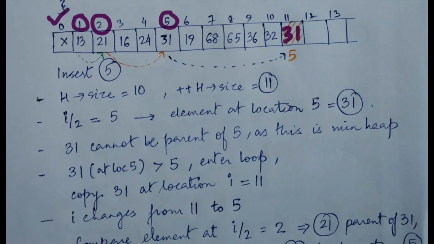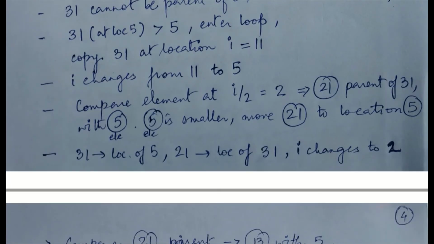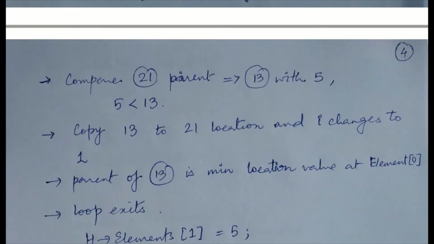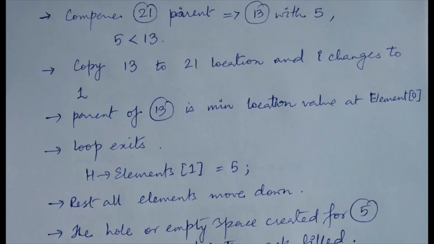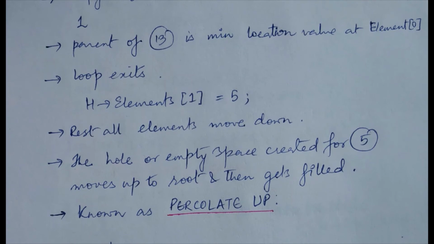So I've tried to explain by writing small notes here, as well as I explain on the tree as well as with the array. So your insertion is done. It's not necessary the element will percolate up all the way to the root. It will percolate up till it finds its correct location, till the parent node is smaller than this element that you're trying to add.